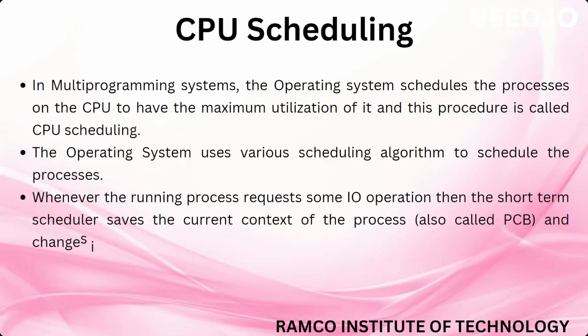In uniprogramming systems like MS-DOS, when a process waits for any IO operation to be done, the CPU remains idle. This is an overhead since it wastes time and causes the problem of starvation. Starvation occurs when a process waits for an infinite time to get the resources. However, in multi-programming systems, the CPU doesn't remain idle during the waiting time of the process and it starts executing other processes. The operating system has to define which process the CPU will be given.